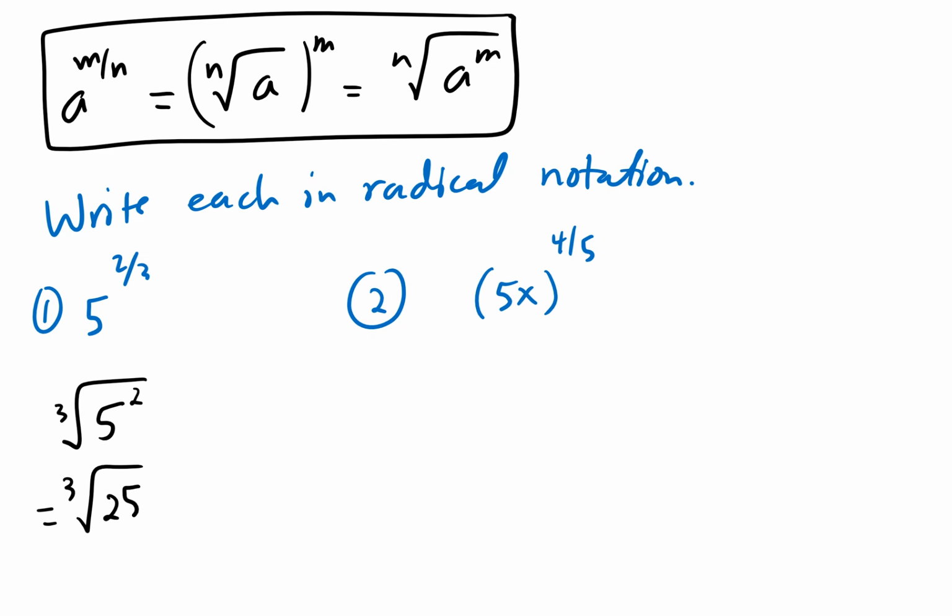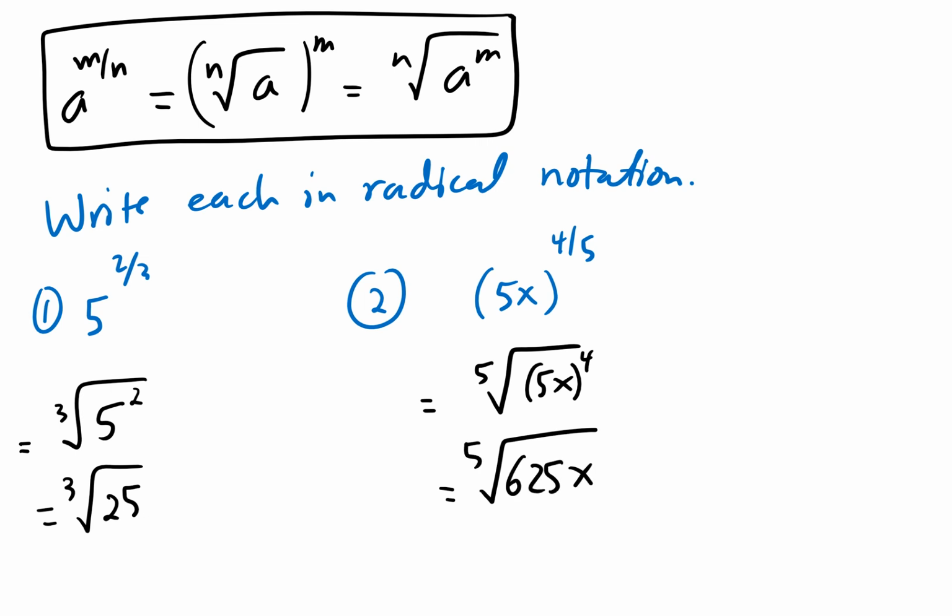For the next one, we can write it as the fifth root of 5x, 4 inside, 5 outside. And then of course you can simplify this: 5 times 5 times 5 times 5 is 625, and x to the 4th.